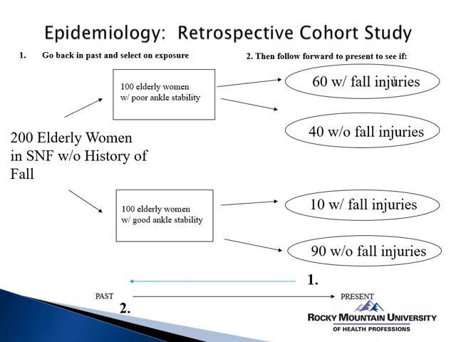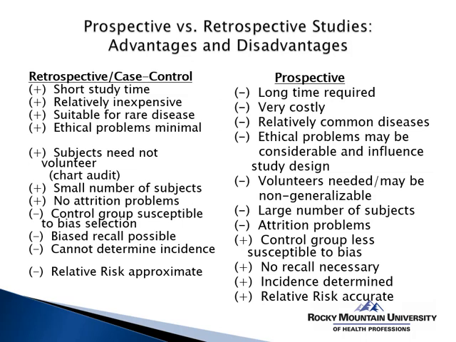you can move forward into the present to find that 60% of those with poor ankle stability had a fall, whereas only 10% didn't. And if you were to run the numbers, you would find that those individuals with poor ankle stability were at a greater risk of injury.